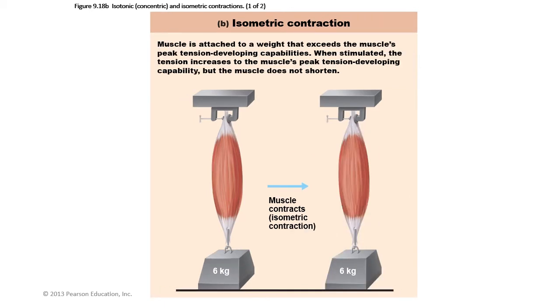The second type of contraction is an isometric contraction. There is no change in length, still it has tension. Okay? Think of a wall sit. Imagine if I left you in that position, that correct position, for 2 minutes. Your legs begin to shake. You're going to be sore. Okay, that's an isometric contraction.